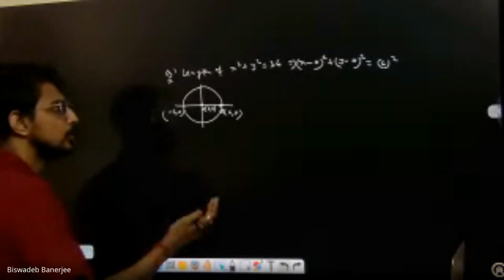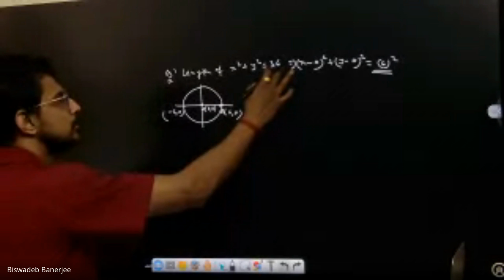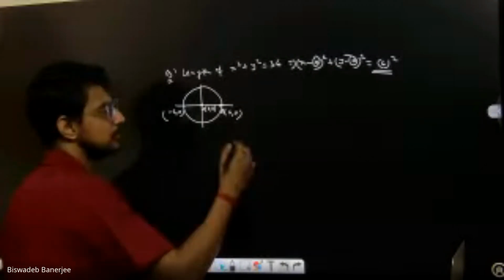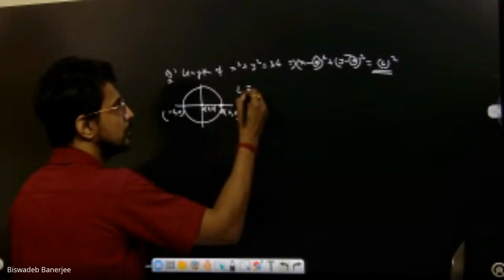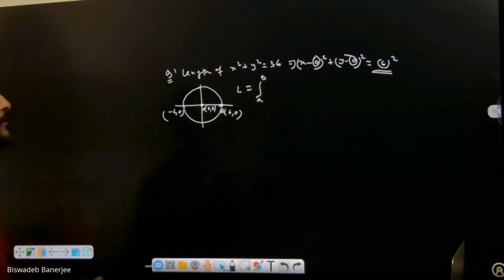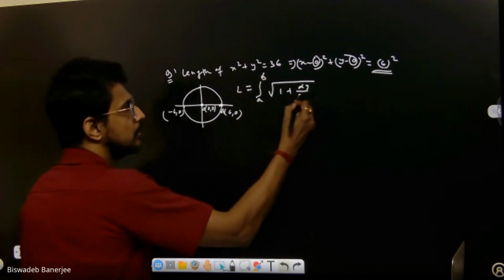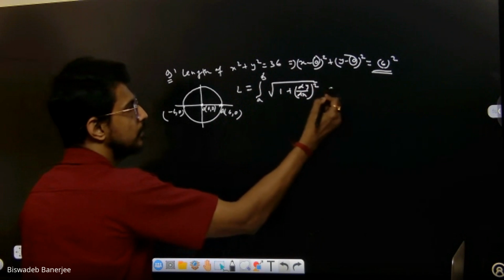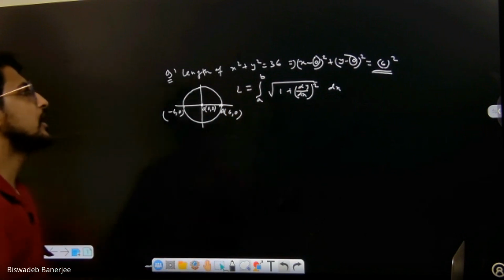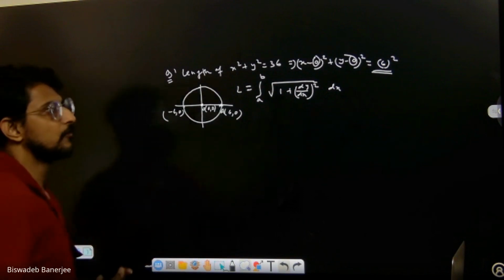Now what is the formula? This 6 represents the radius of the circle, and this 0, 0 represents the center. Now recall the formula for length. Length is integration a to b root over 1 plus dy by dx whole square dx. We know this is the formula for length.